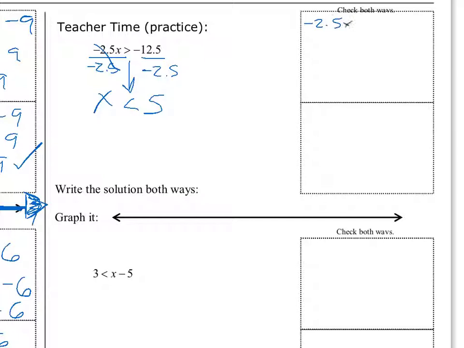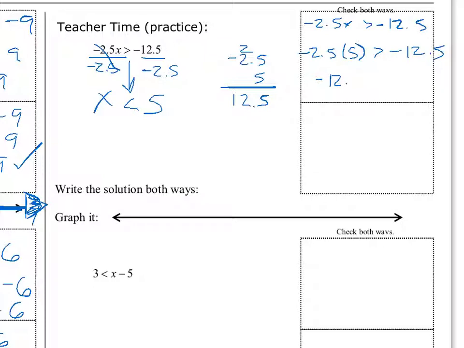Negative 2.5x is greater than negative 12.5. Negative 2.5 times 5. So we're just plugging in that value. We want these two things to come out equal, so I'm going to do this multiplication. I get negative 12.5 is equal to negative 12.5. That means that we solved the equation correctly. That means our starting point is correct. We know our starting point should be 5. This says x is less than 5.